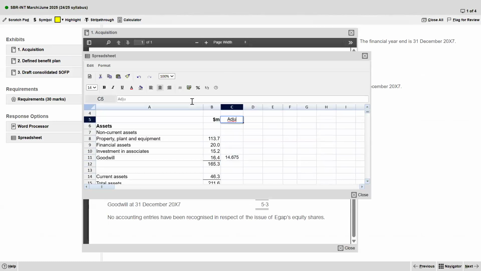So you would say adjustment 1, adjustment 2, and so on and so forth, and then adjustment 3, and then you will actually be getting the group accounts. So this is what you are going to be getting.